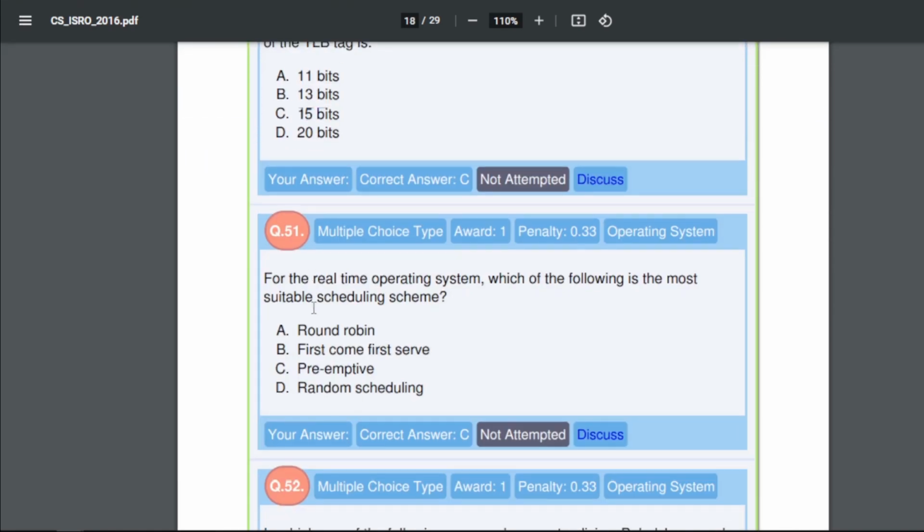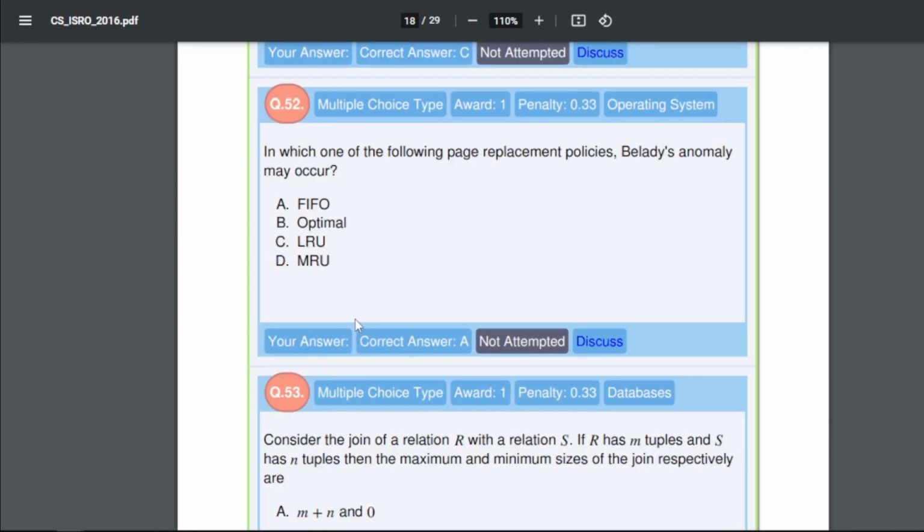Question number 51 is: for the real-time operating system, which of the following is the most suitable scheduling scheme? Again, the most suitable scheduling scheme is preemptive. For a real-time operating system, preemptive is the most suitable.